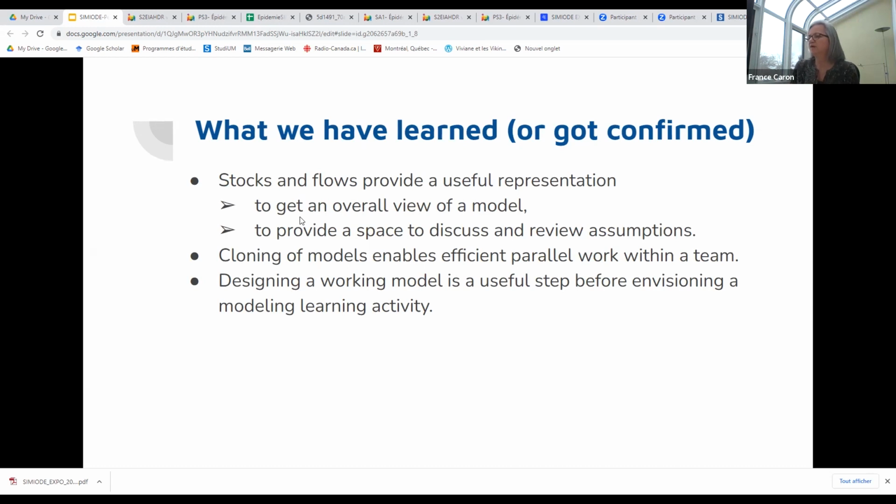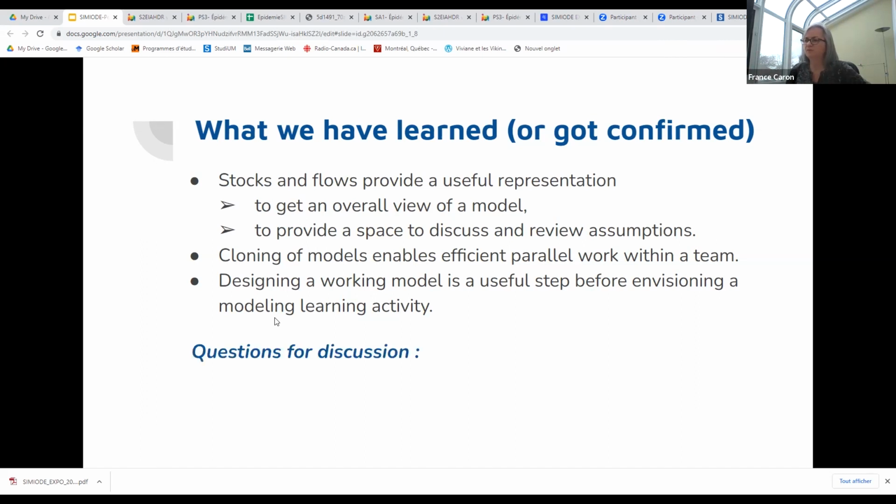Cloning of models enables efficient parallel work within a team. And designing a working model for us was perceived as a really useful step before envisioning a modeling learning activity. That may be different when we think in terms of a modeling project, but if you really want a modeling activity where students will get some specific learning elements, we need to have something that works at first, and where we can remove some elements, have students rebuild some of those, and even consider refinement to the models, but we need to have something that is quite stable at first.